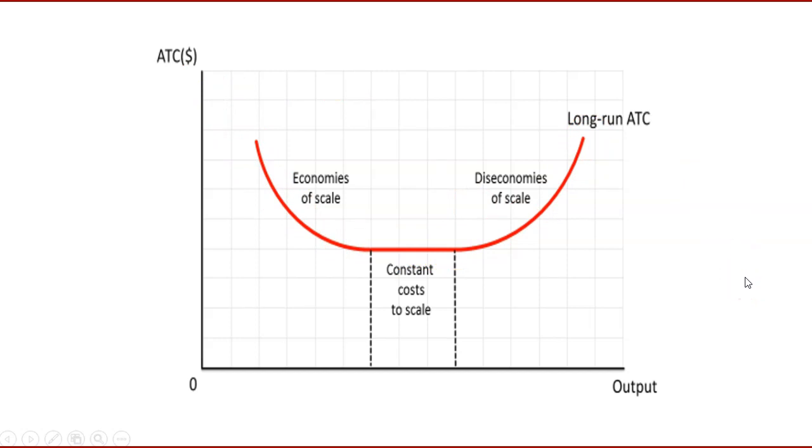Some economists argue that this is not accurate, however, that it's more likely in the real world to see an average total cost curve that goes like this. There's no diseconomies of scale. You just have economies of scale initially and then constant returns to scale. So a firm can expand indefinitely without its costs rising or falling.